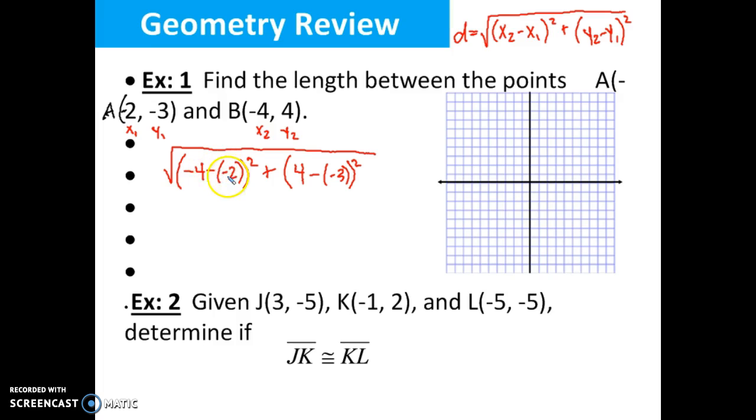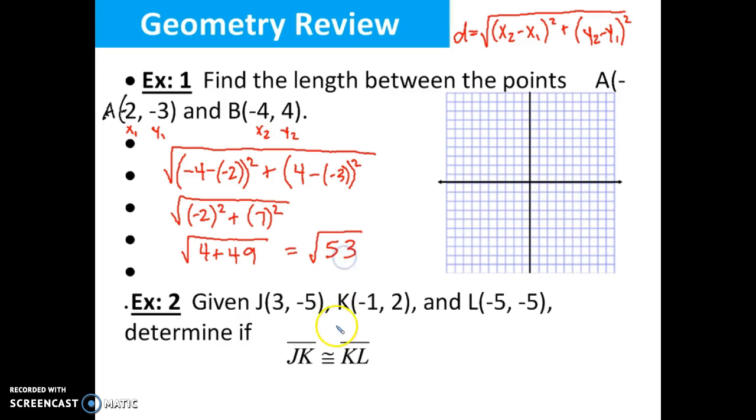Okay, so if I minus a negative, that's going to become plus. So -4 plus 2 becomes -2. And then the same thing here, 4 plus 3 becomes 7. And then 2 squared is 4. 7 squared is 49, and then 4 plus 49 is 53. Okay, we will need to try to simplify our radicals, but 53, we don't have anything that goes into it, so it's going to stay the square root of 53.